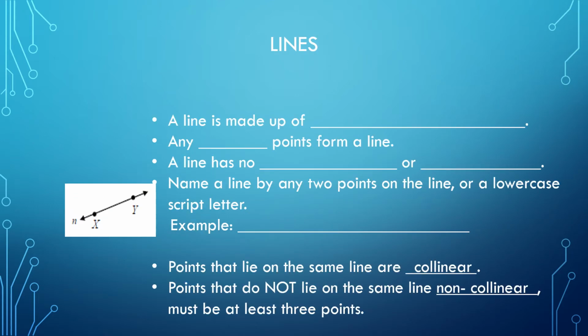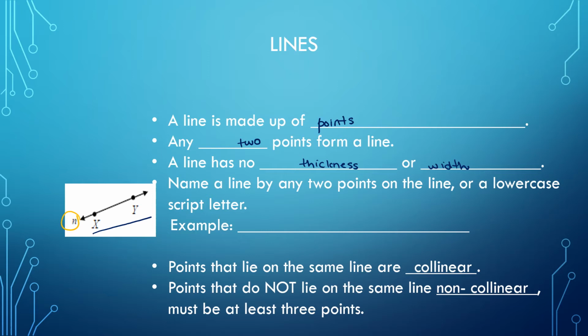Now let's talk about line. A line is made up of points. Any 2 points will form a line. A line has no thickness or width. And you can name a line in 4 different ways. You can use the uppercase letters given on the line to name a line, or you can use the lowercase letter given on the side of the line to name a line.